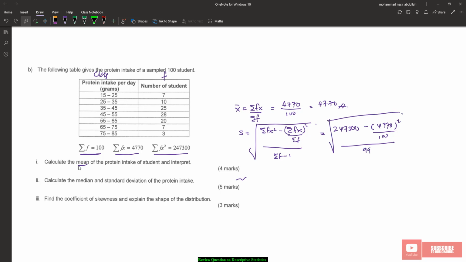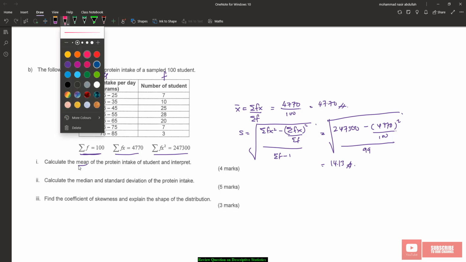Taking the square root for everything, this one should be equal to how much? Can you do the calculation? 14.13. This is your answer, right? I hope it's correct. I'm not going to do the calculation.